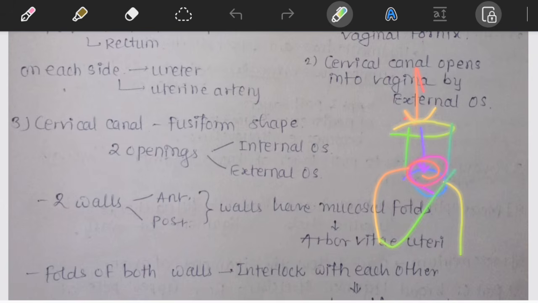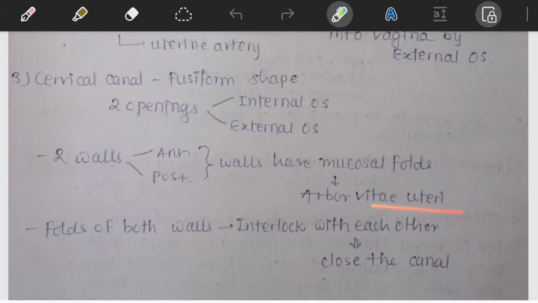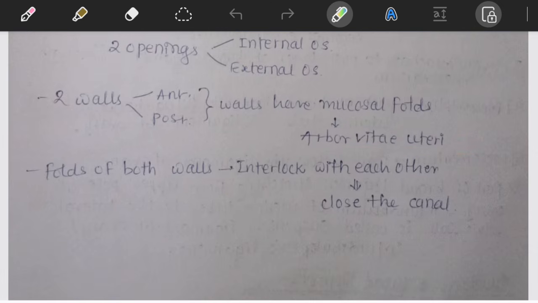the vagina. And the cervical canal is not just an empty tube, its anterior and posterior walls have mucosal folds, and those mucosal folds are called the arbor vitae uteri. Why this name? Because the folds have a branching appearance resembling a tree, and the folds from two walls interlock with each other, and this helps to keep the canal relatively closed. So don't just memorize arbor vitae as the mucosal folds, and here are present the arbor vitae uteri. So two folded walls interlock and the cervical canal remains closed.